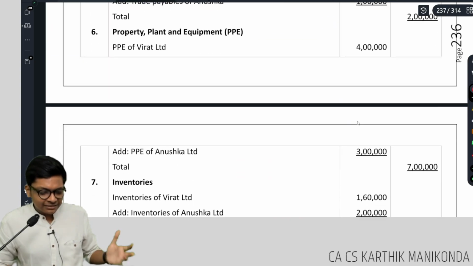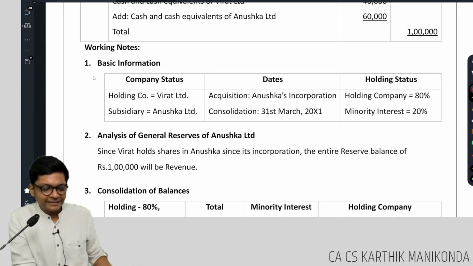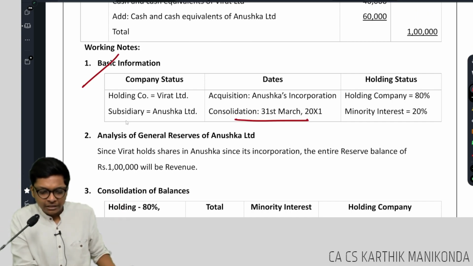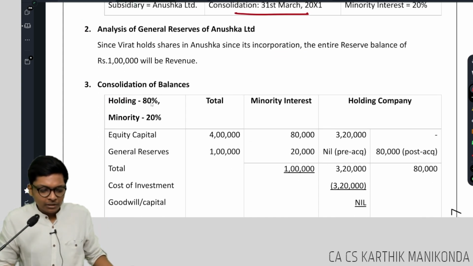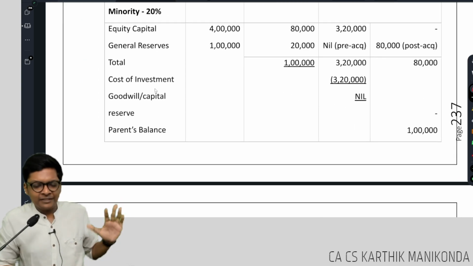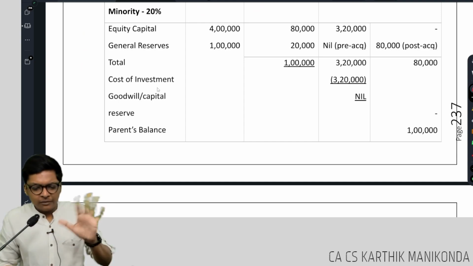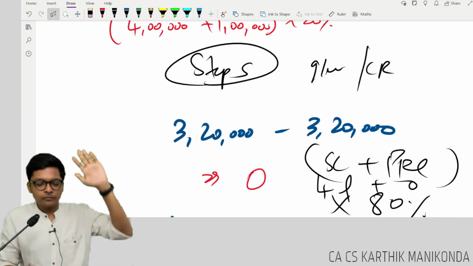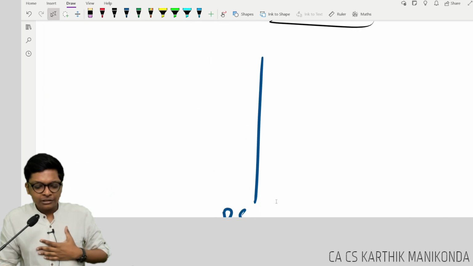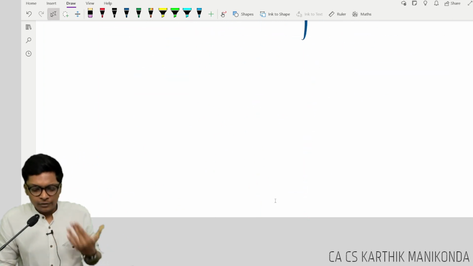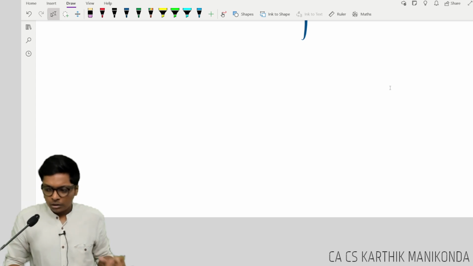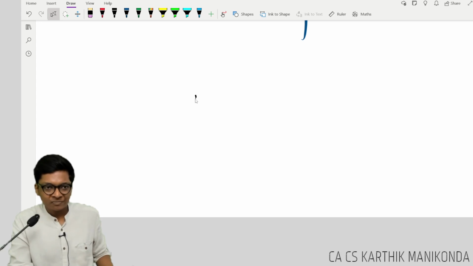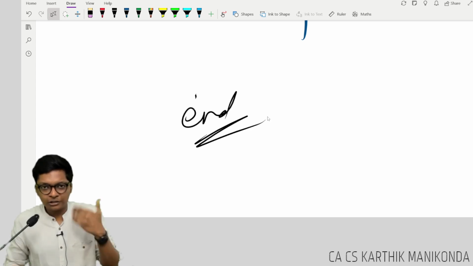If you look at the workings, they do the same thing, but see the basic information. First, you have to write who is the holding company, who is the subsidiary, and the date of consolidation. If there is an acquisition, the date of acquisition should come. Then the analysis of reserves. They have done it the same way, but we are doing it in a much simpler way. Working notes don't matter. Following, guys? How many of you understand? Clear? Is consolidation easy or difficult so far? Now we will do some more sums. Recording students can watch the next video. Do you have any doubts so far? With this, I will end this video and do the next one in the next video.